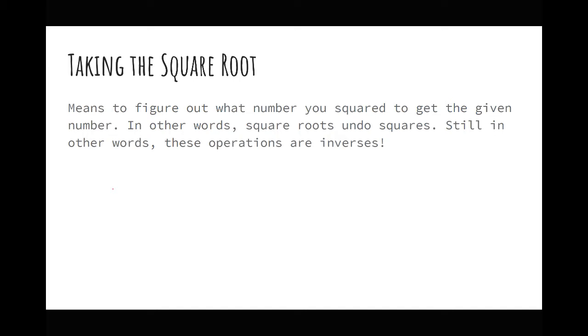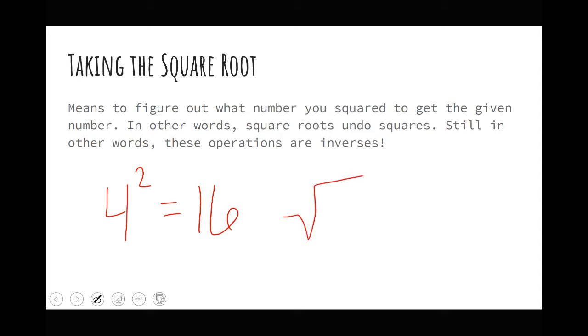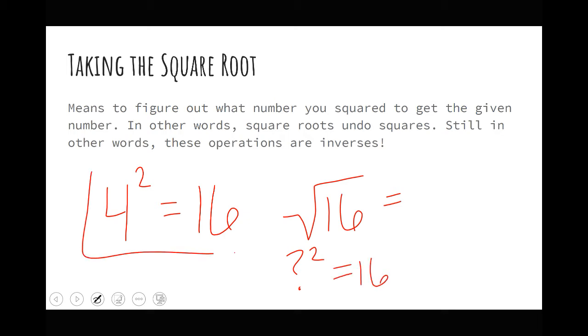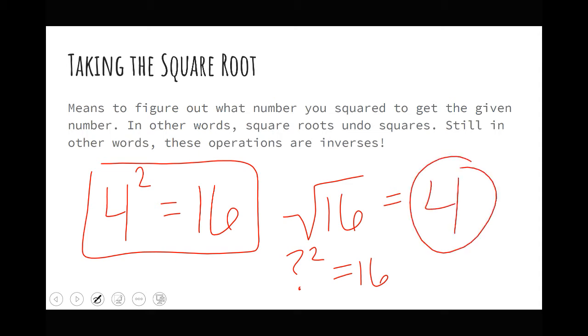Let's say that I had 4 squared is 16 because 4 times 4 is 16. So the square root of 16 would look like this. And it's asking you a question. Here's the question: what did we square in order to get 16? And because we know that 4 squared is 16, that answer would just be 4.